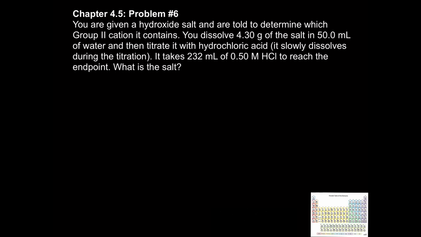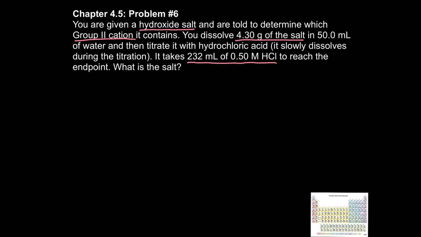Now that you've attempted the problem, let's work through it together to make sure you understand each component involved. First, let's read the problem together and highlight the important facts. We know that we have a hydroxide salt and that it contains a group 2 cation. We dissolve 4.3 grams of the salt in 50 milliliters of water and then titrate it with 232 mL of 0.5 molar hydrochloric acid. Notice that the 50 milliliters of water was not underlined because it is simply used for dissolving the unknown salt and does not affect the titration result.